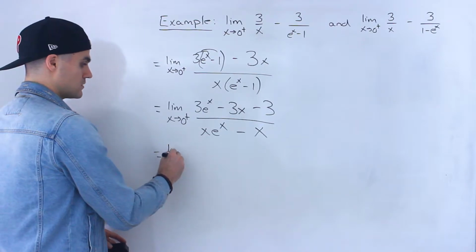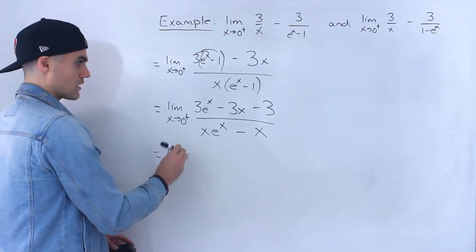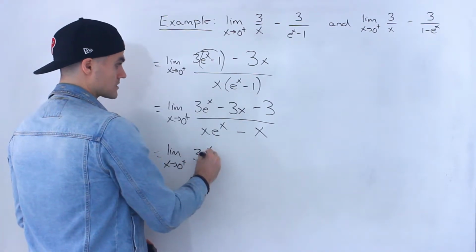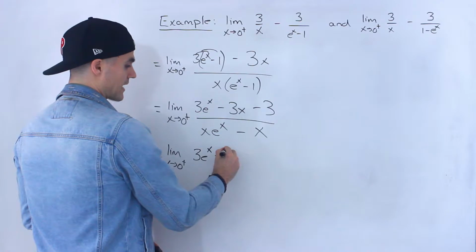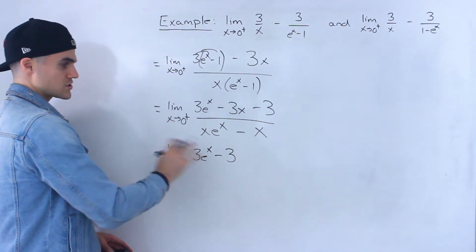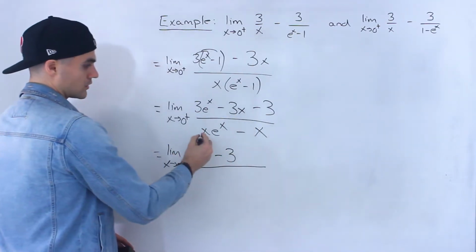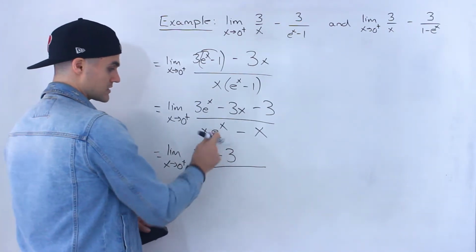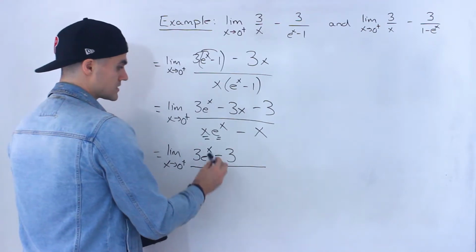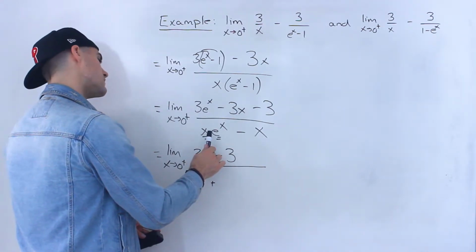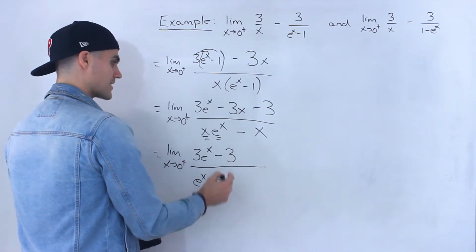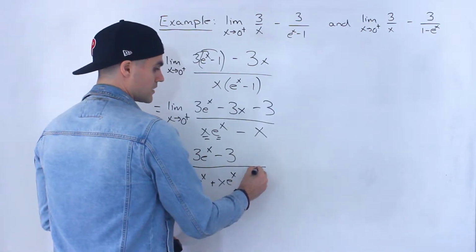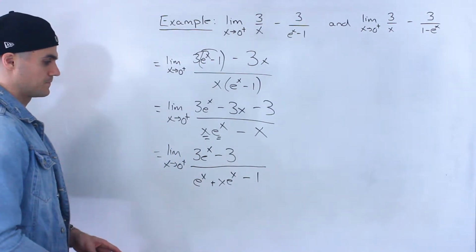And so what we would do is we would take the derivative of the numerator. So the derivative of 3e to the x is just 3e to the x. The derivative of 3x is just 3, and then the derivative of 3 is just 0. All over, notice here we're multiplying two functions, so we'll have to apply the product rule. So the derivative of x is 1 times e to the x, plus x times the derivative of e to the x, which is just e to the x. And then this here would be minus 1, like that.